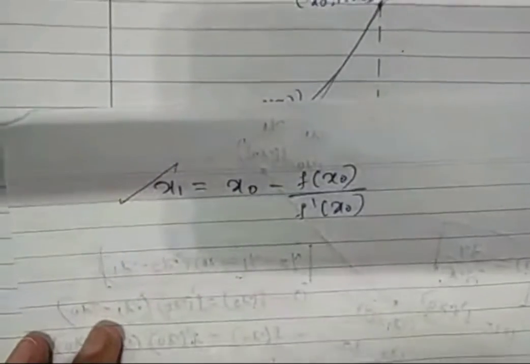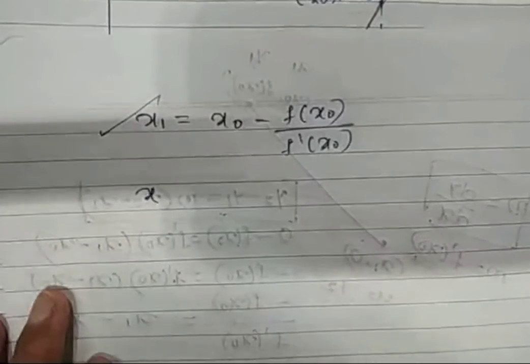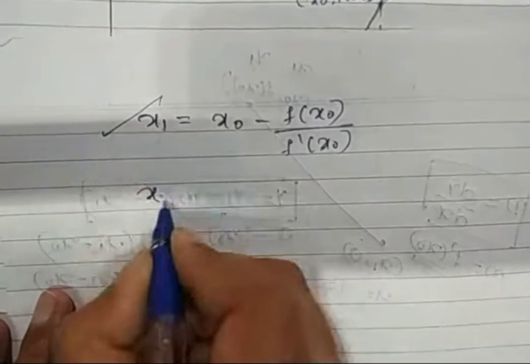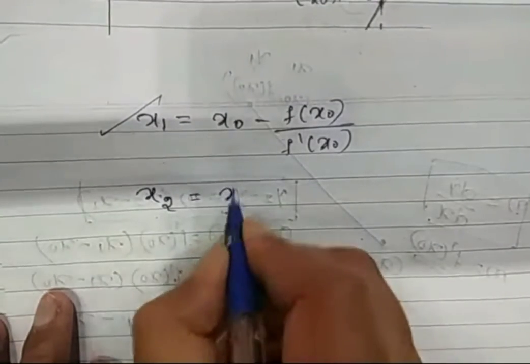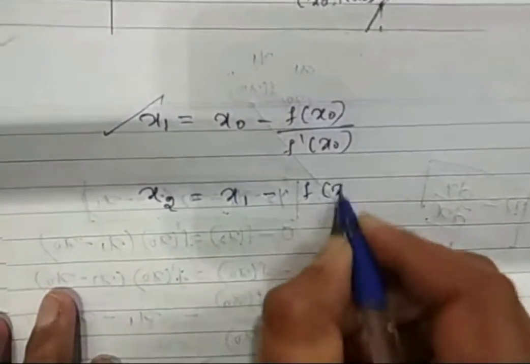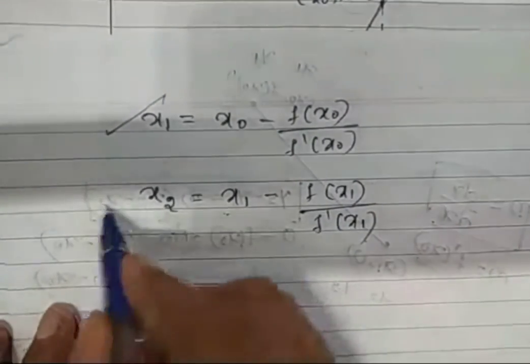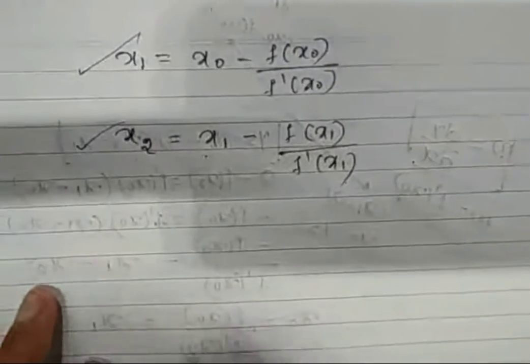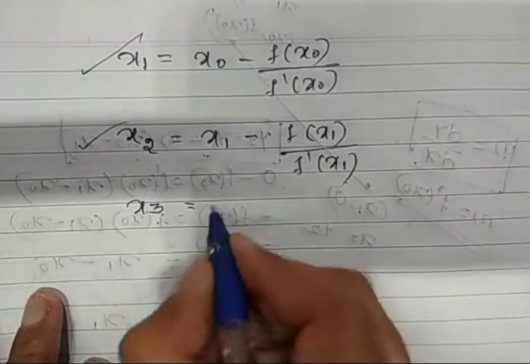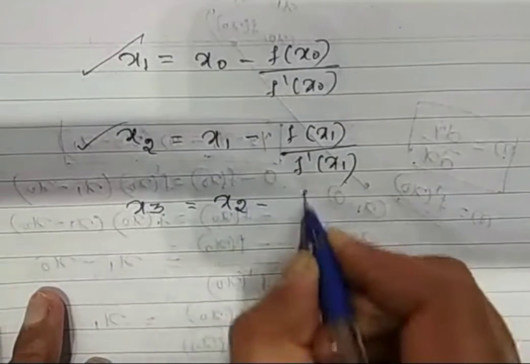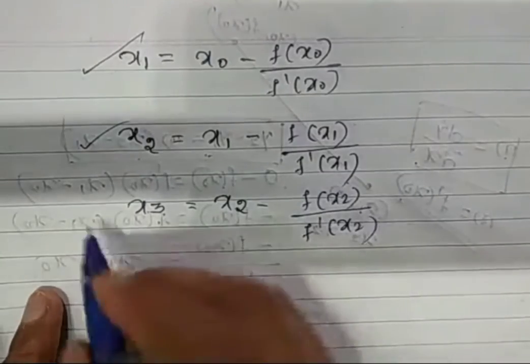Using this, we can calculate the first approximation. Then, to calculate the second approximation, how can we write it? In place of x1, write x2. So x2 is equal to x1 minus f of x1 divided by f dash of x1. This is to calculate the second approximate root. Then, to calculate the third approximate root, we have x3, that is x2 minus f of x2 divided by f dash of x2, and so on.